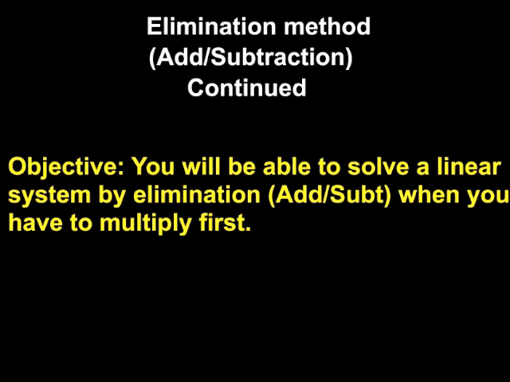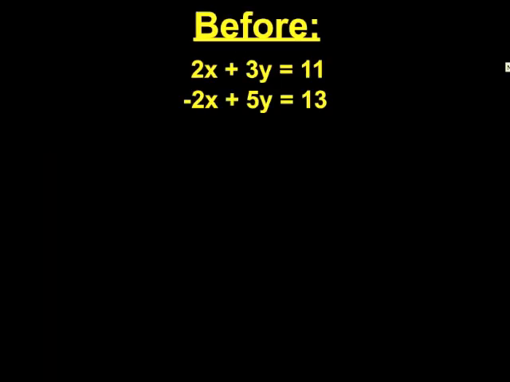So the objective after the video, you should be able to solve a linear system by elimination, adding and subtraction, when you have to multiply first. So in a situation where you have to multiply an equation first, and I'm going to explain how we do that. So before, we'd have a situation like this. We'd have 2x plus 3y equals 11, and negative 2x plus 5y equals 13.